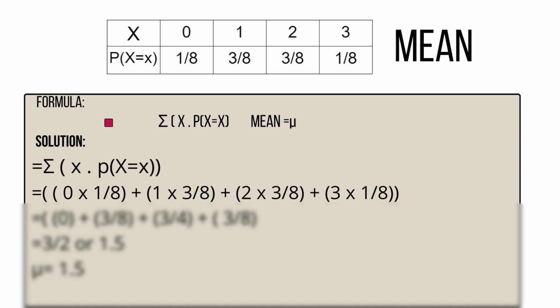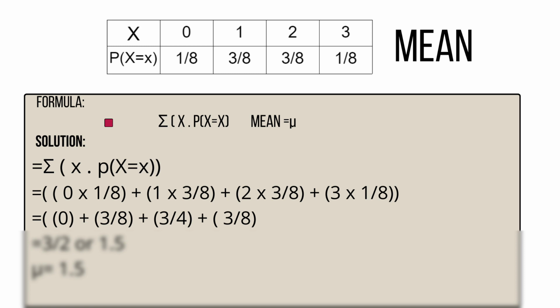Very good, student. Now, let's perform the given equation. 0 multiplied by 1 over 8 will equal 0. Very good. 1 multiplied by 3 over 8 is equal to, is it 3/4? No, it's 3/8. Very good.